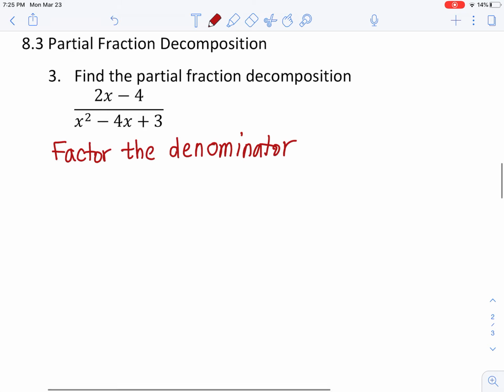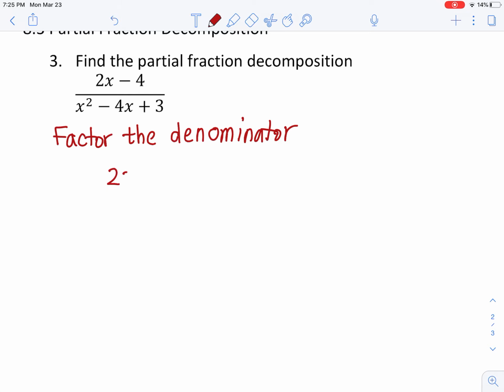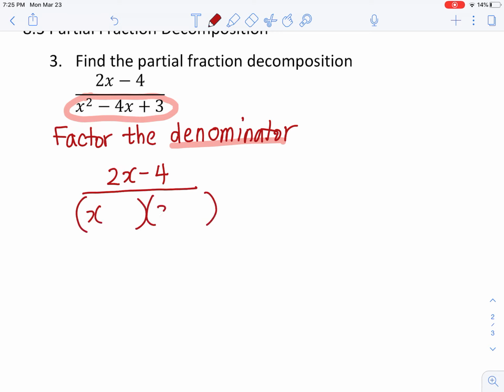Okay. So if I rewrite this, I will get 2x minus 4 over. Now factor this denominator, x squared minus 4x plus 3. What's that going to turn into? That's going to be x and x. I need 3 times 1 to make it 3, but I need to make them both negative so that they add up to negative 4. So that's how we factor the denominator.